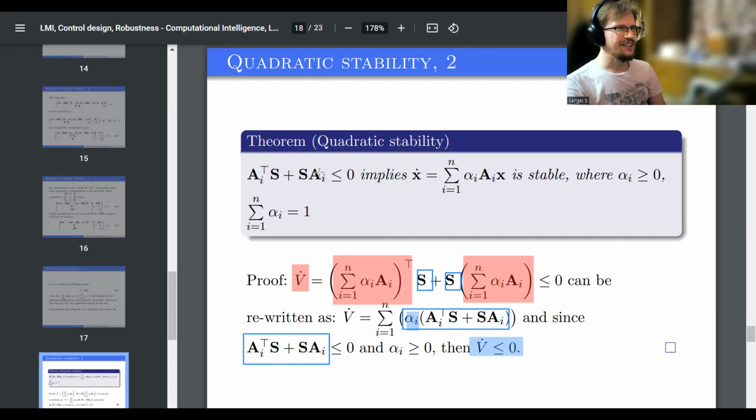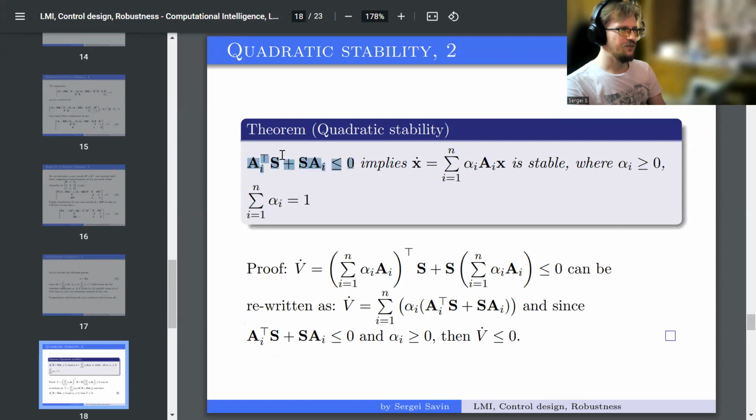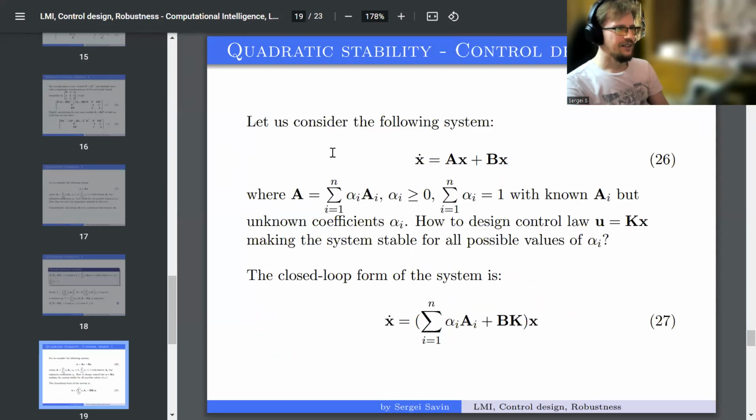And you can see that this is actually a relatively simple condition, right? Just a ton of very simple LMIs. So for this guy, we have exactly the same situation. We can design this controller for this system, which would give us quadratic stability. And we consider a closed loop system that looks like this.